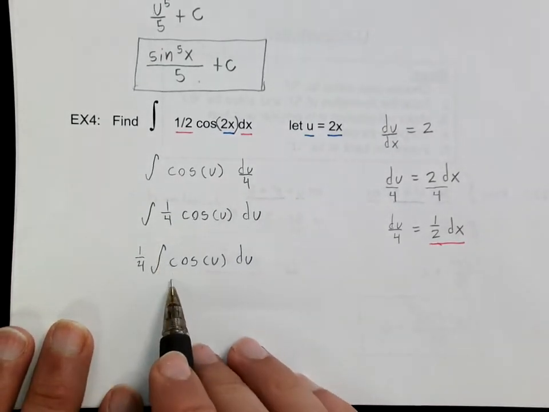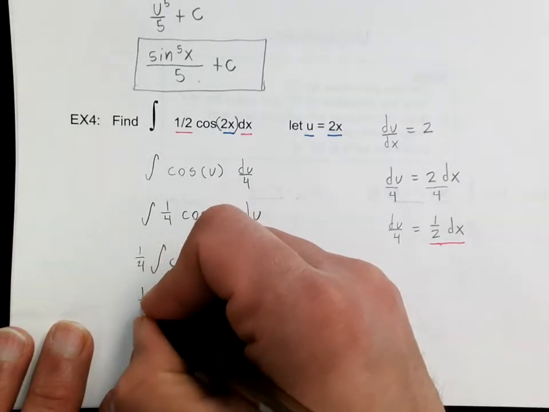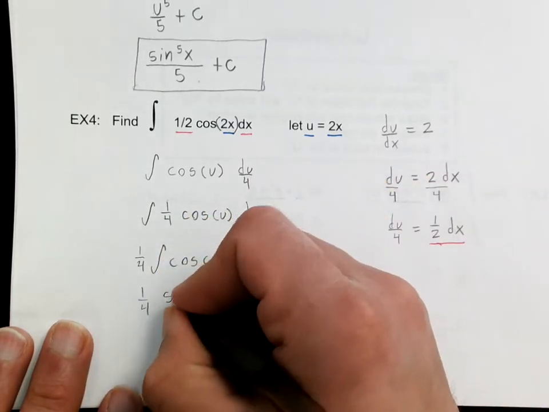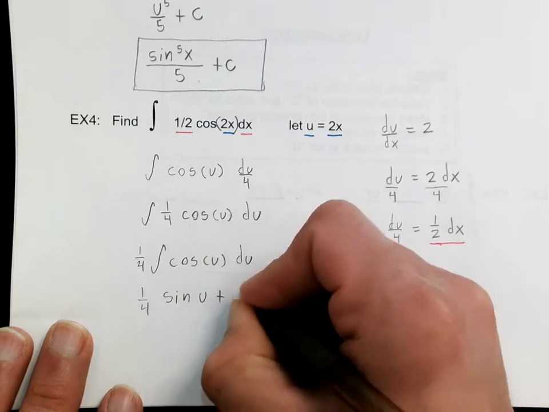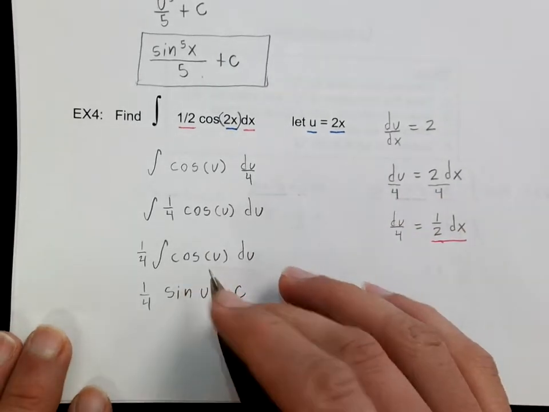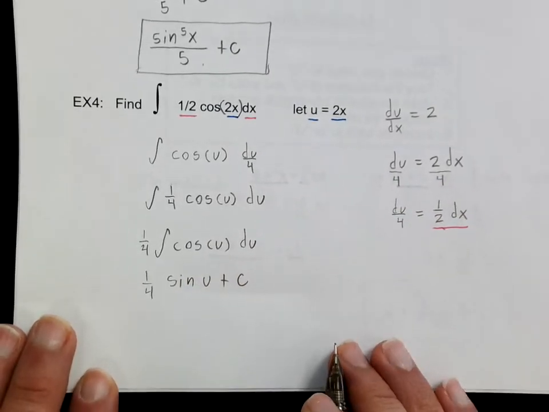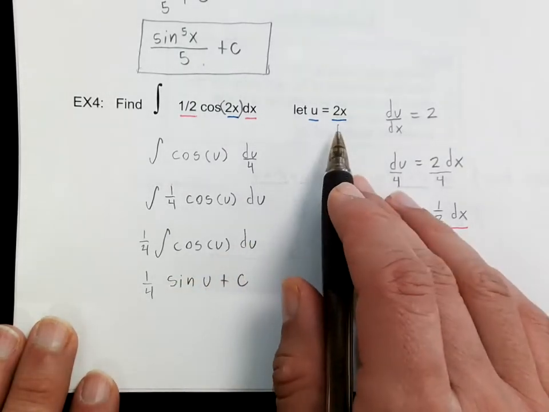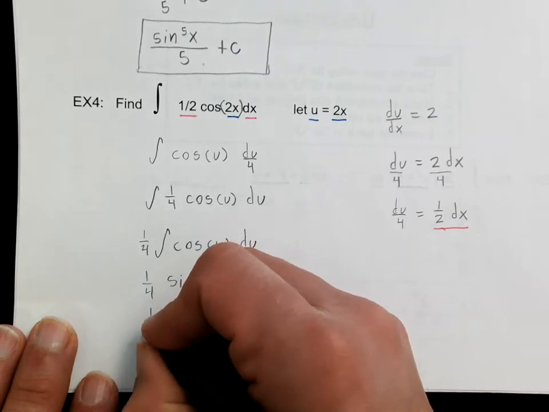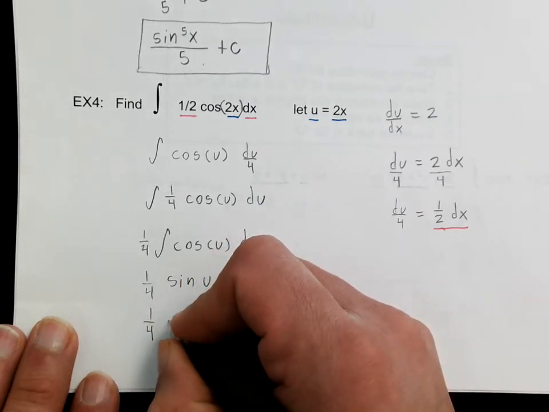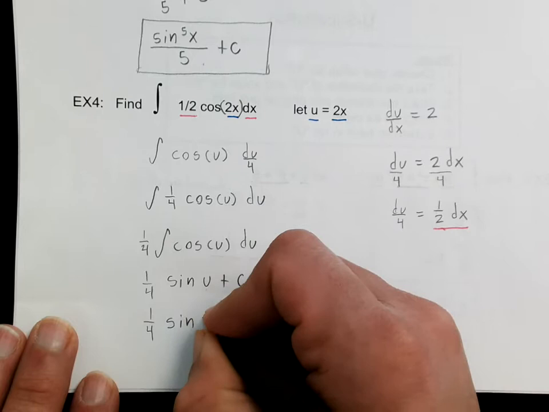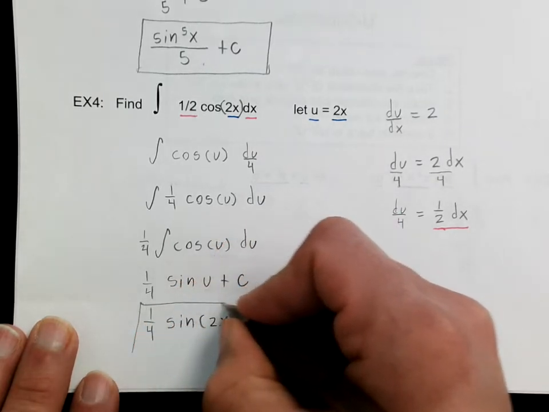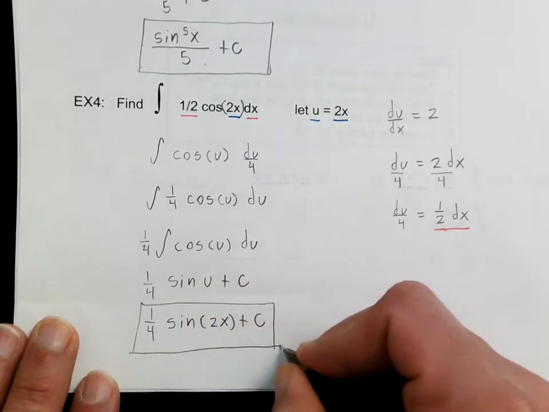So the antiderivative of cosine would be sine of u plus c. Right, so that's the antiderivative. And then all you have to do from here is replace u with 2x. So we have 1/4 sine of 2x plus c. And that is your answer. We'll run one more time.